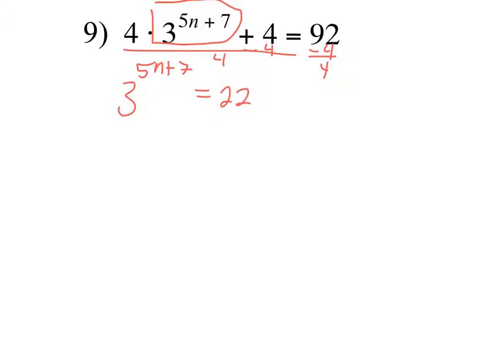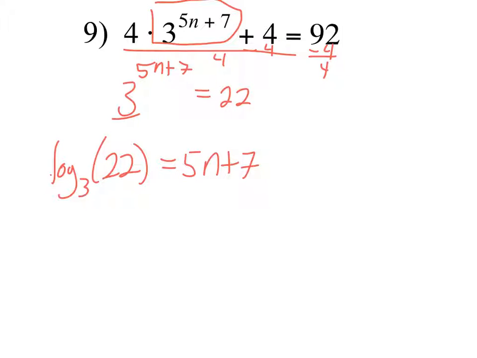Now I'm going to convert this to a log. It's going to be log base 3 of 22 is equal to 5n plus 7. Now I've got to get n by itself. Okay, minus 7 to both sides.